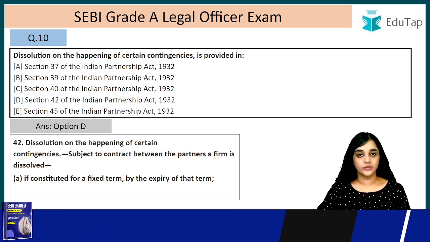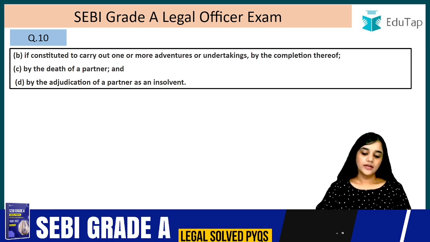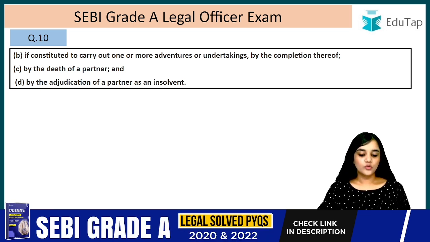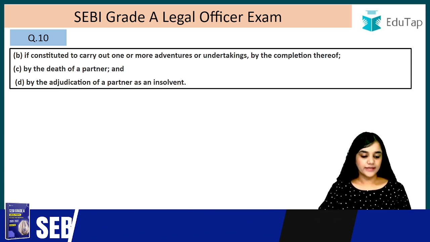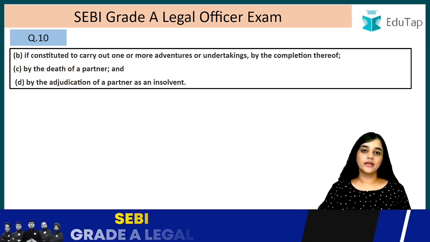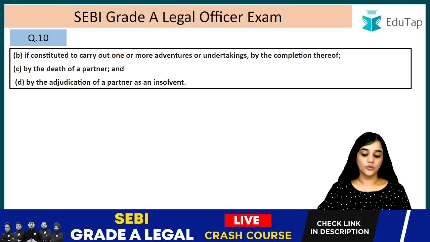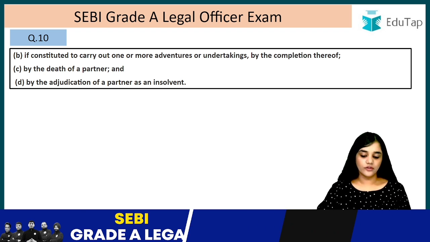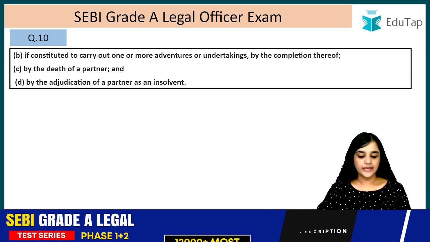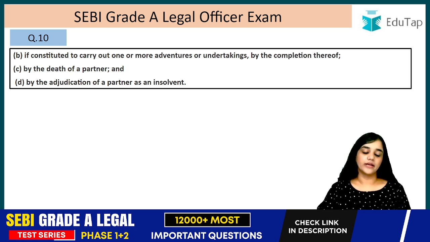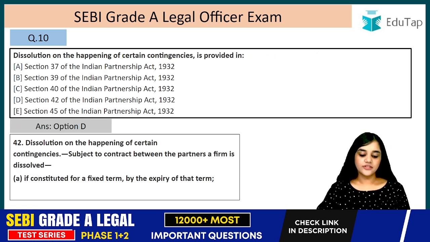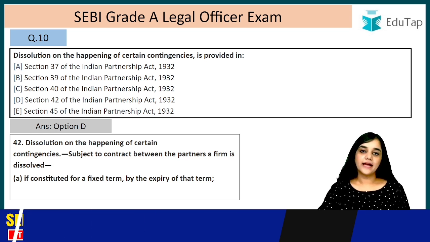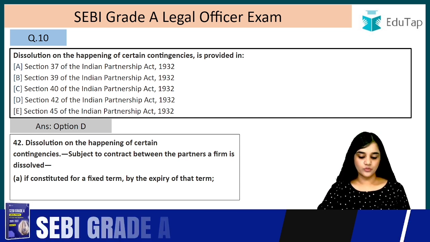It is called partnership at will. Next, if constituted to carry out one or more adventures or undertakings, by the completion thereof. So if the purpose is met, then also by the death of a partner. So it can also be dissolved by death of the partner or by the adjudication of a partner as an insolvent. But all these conditions are subject to the contract between the parties. So that means they can contract contrary to these provisions as well.